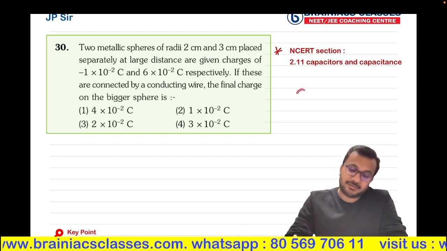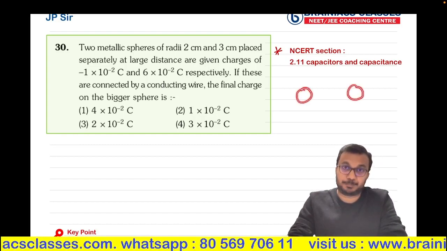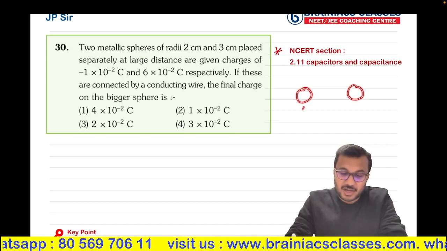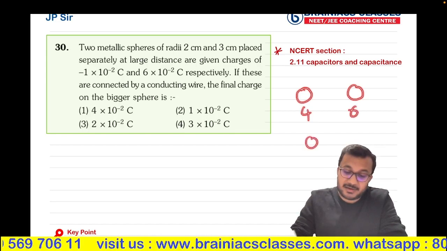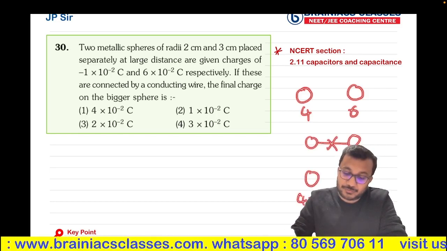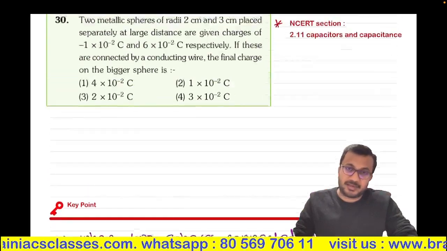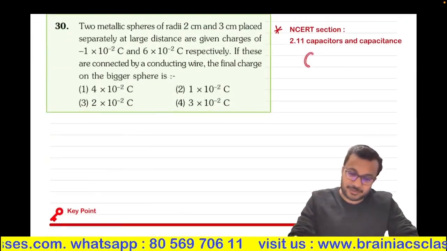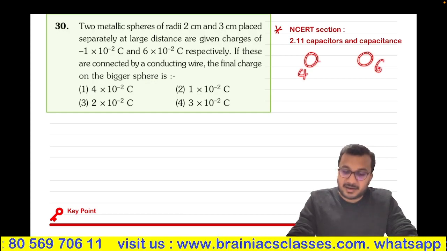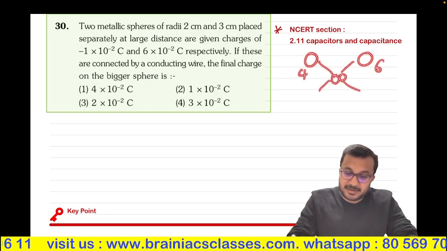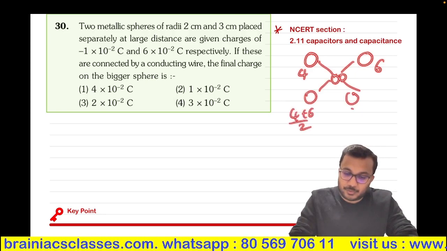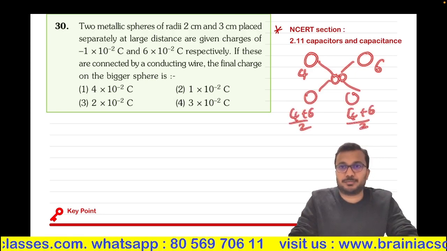Normally we have learned, if you have two spheres like this, provided they have the same size, with charges 4 coulomb and 6 coulomb, and they are connected using a wire, then the wire is cut and they're separated, they each have a charge of 5 coulomb. That is, 4 plus 6 by 2, 5 coulomb.